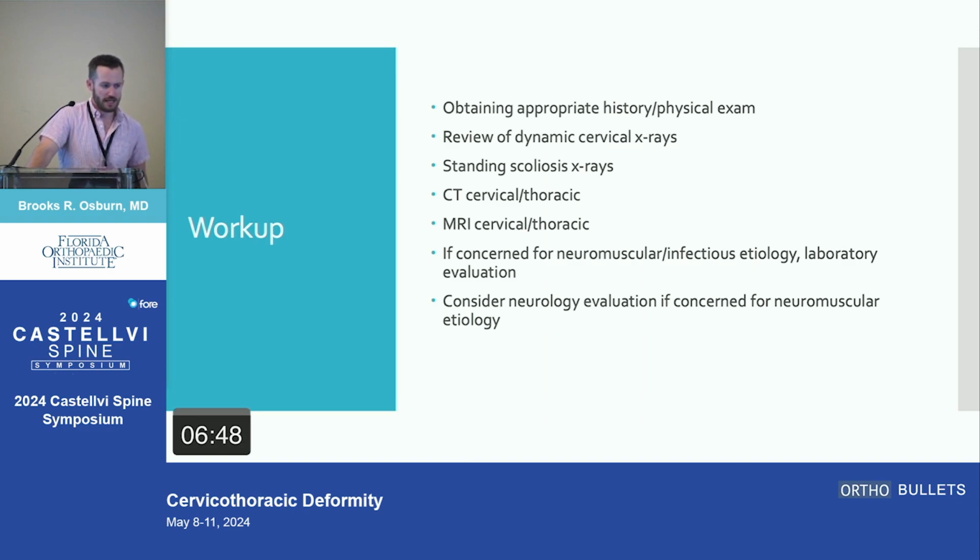In all of this, getting dynamic cervical x-rays and standing scoliosis films is paramount. So this is what's going to allow you to look at all of the parameters and see exactly where, if they do have a deformity, where it's coming from. During the workup, CT, MRI, especially if they have neurologic compromise. If there is any concern for a neuromuscular etiology, whether myasthenia gravis or Parkinson's disease, get a neurology evaluation prior to proceeding with any sort of deformity correction. And then obviously if something looks like it's infected, get the appropriate lab workup.